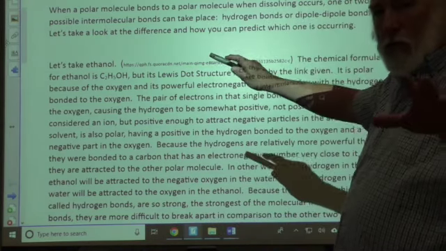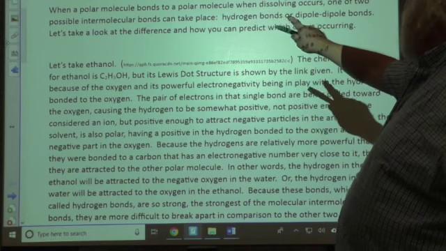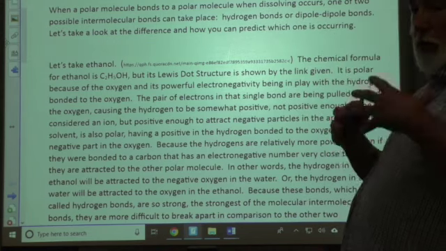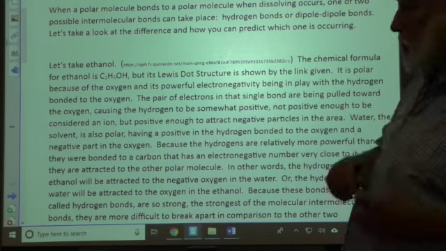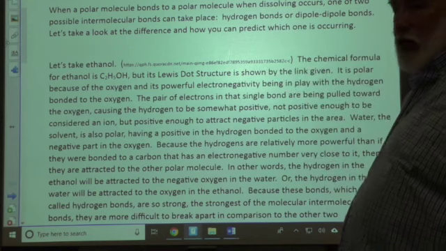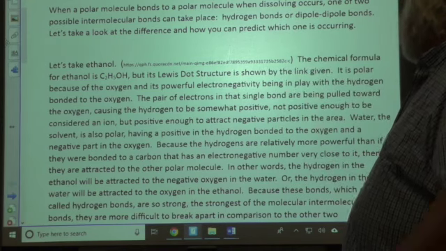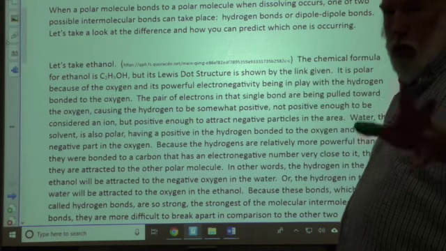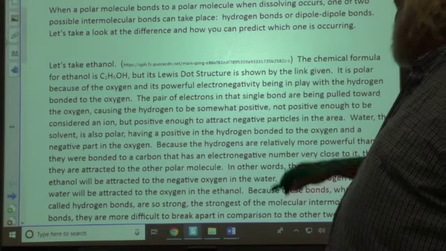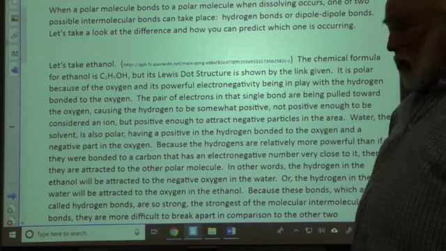We talk about the polar molecules first. When a polar molecule bonds to a polar molecule, when dissolving occurs, in other words, it's not going to break apart, they're just going to stick to each other. One of two possible intermolecular bonds can take place: hydrogen bonds or dipole-dipole bonds. One of the two has to happen, not both, just one. Let's take a look at the difference in how you predict which one is occurring.